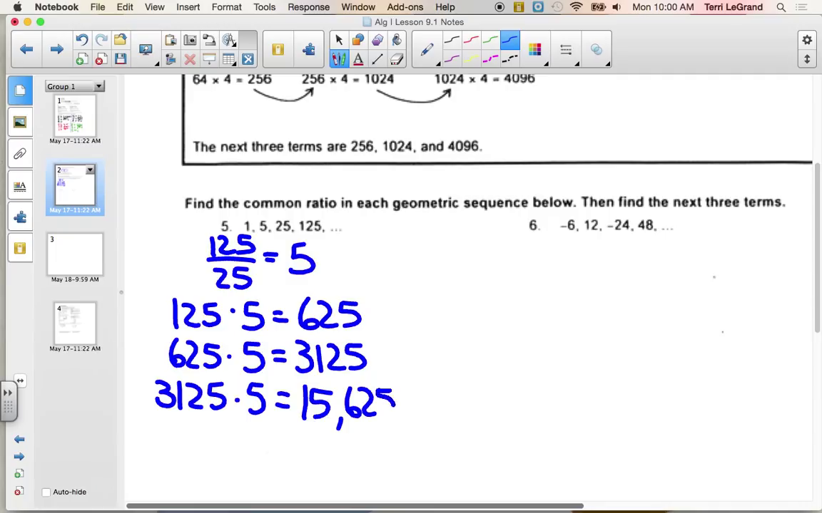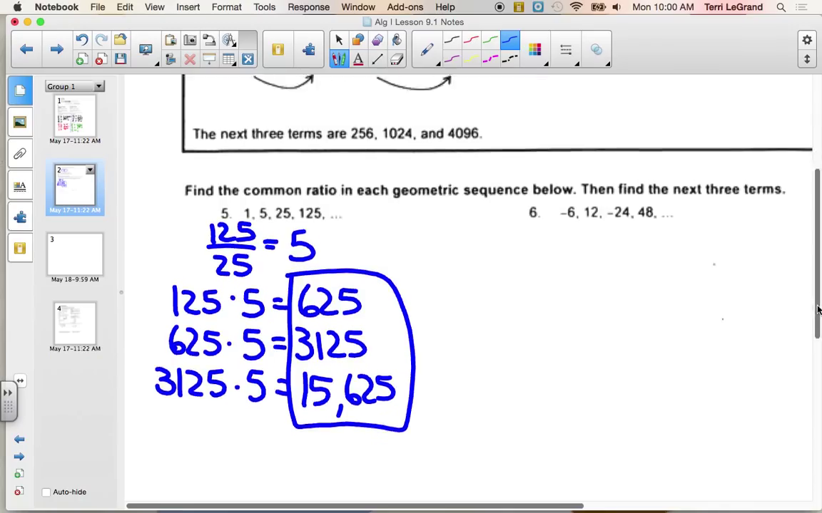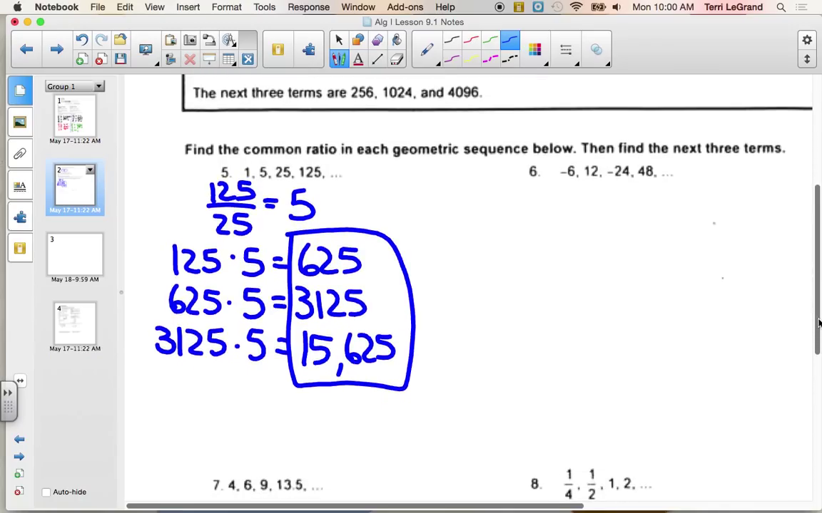Okay, they're getting pretty big pretty fast, aren't they? So here are the next 3 terms that they wanted us to find. Okay, so that's the work you need to show. You can use your calculators to do the multiplying for you, but show what you're going to put into your calculators. Where did you get those numbers from? Any questions? Okay, find the common ratio for the next one.